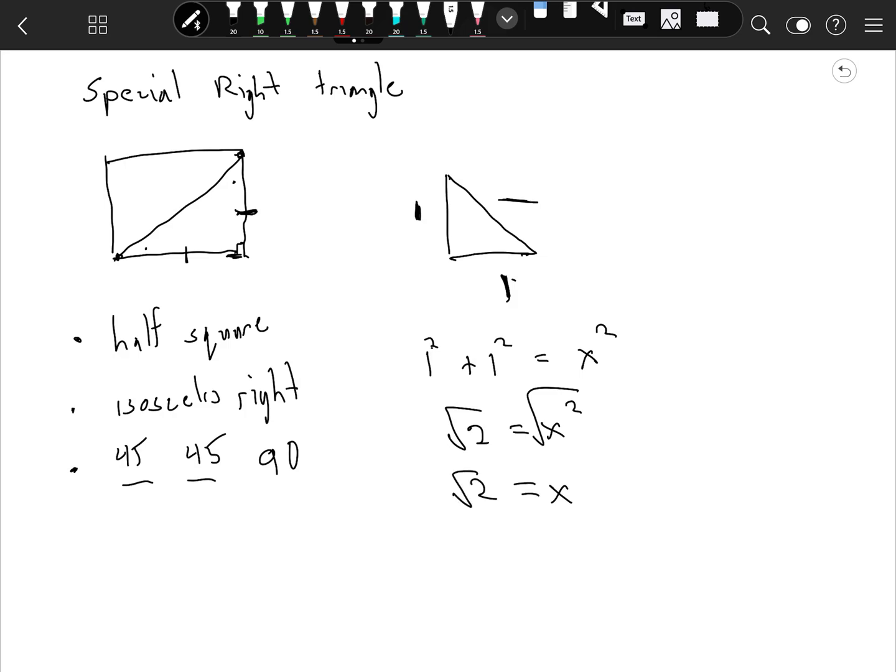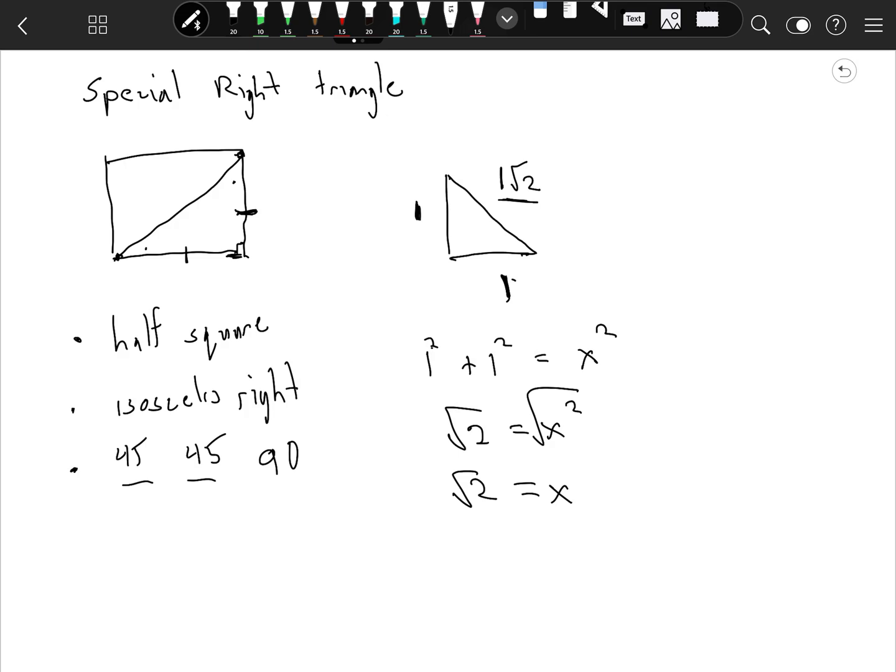How many square roots of 2 are we dealing with? Just one of them. So I'm just going to write a 1 square root of 2 there. Okay, so if you know that one side is 1, you know that the other leg has got to be 1, and then you just times 1 by the square root of 2 to get the hypotenuse.